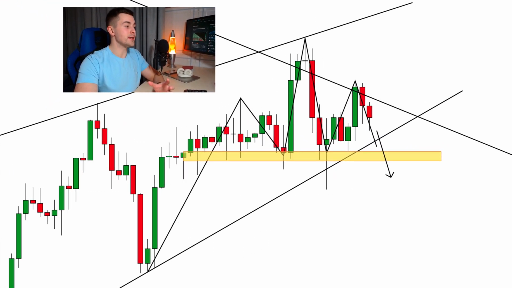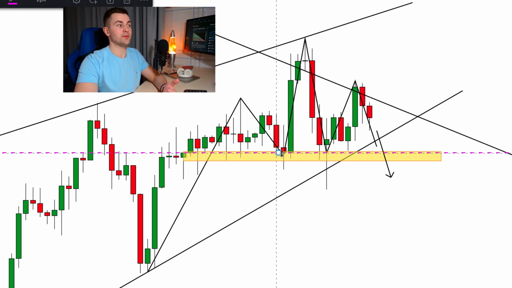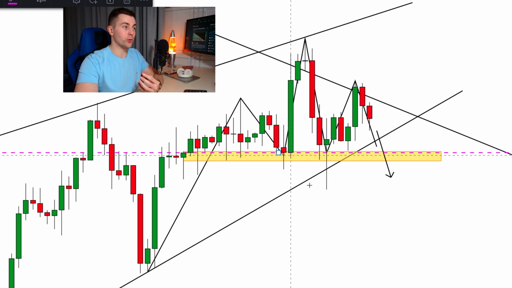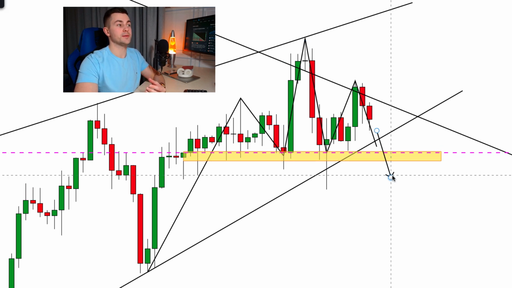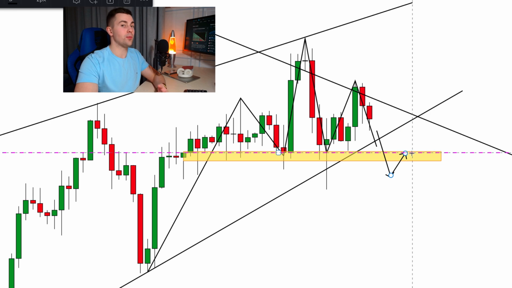So where exactly will the entry be right here? I'm looking for the lowest candle close on the neckline, and over here we have just a perfect point for our entry. Once the price retests that, here will be the point from where I will short.